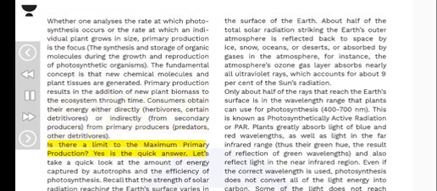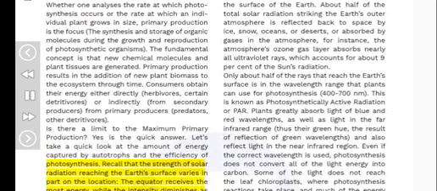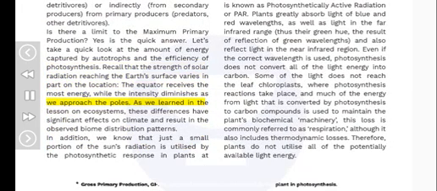Is there a limit to the maximum primary production? Yes is the quick answer. Let's take a quick look at the amount of energy captured by autotrophs and the efficiency of photosynthesis. Recall the strength of solar radiation reaching the Earth's surface varies in part on the location. The equator receives the most energy, while the intensity diminishes as we approach the poles. As we learned in the lesson on ecosystems, these differences have significant effects on climate and result in the observed biome distribution patterns.